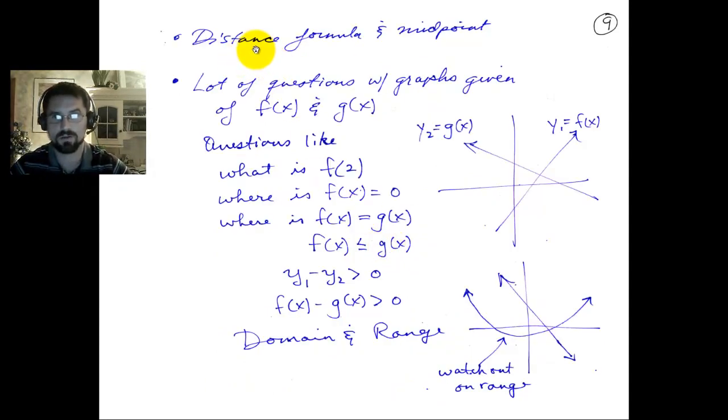You will be required to know your distance formula and midpoint formula and use them. I don't think I'm going to ask you a question on the Pythagorean theorem because that is what the distance formula is. That is where it comes from. So I'm probably not going to ask you both.